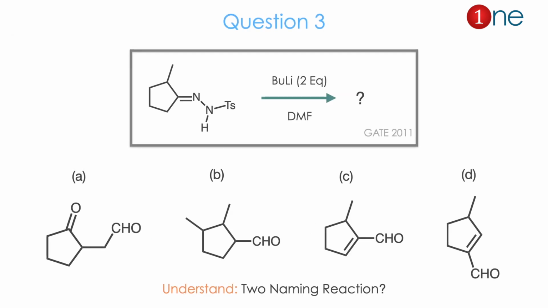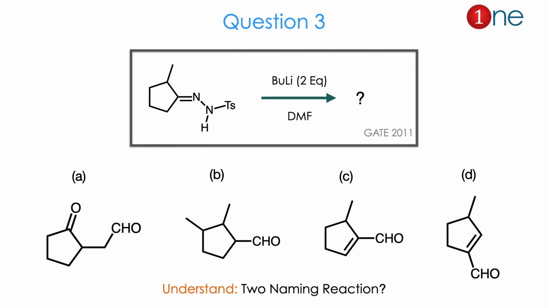Then question number 3. The starting material has a cyclopentane attached with hydrogen tosylate, and you have a methyl. Both are in the 1,2 position. Then you are using butyl lithium along with DMF, dimethylformamide. They ask you to find the product. The product can be a 5-member aldehyde, or a dimethyl aldehyde, or a conjugated aldehyde, or an aldehyde in the 1,3 position.